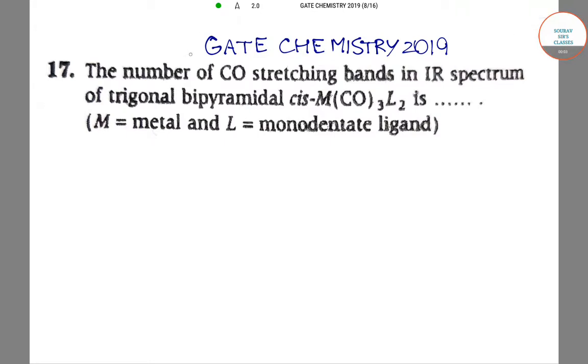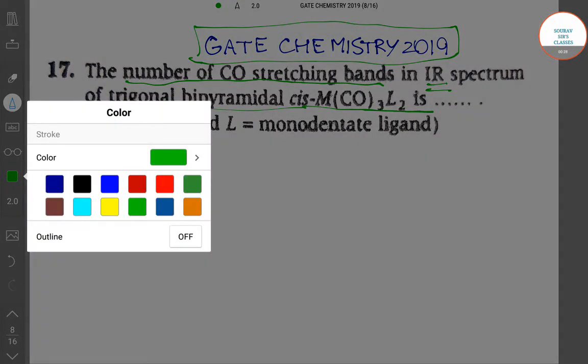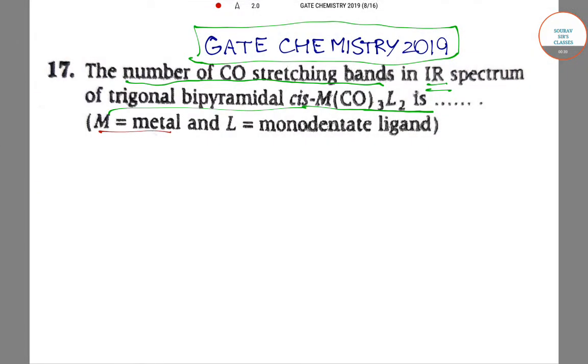Today we'll be solving a question of GATE Chemistry 2019. The question tells us to find the number of carbon monoxide stretching bands in the infrared spectrum of the trigonal bipyramidal cis-MCO3L2, where M is the metal and L is the monodentate ligand.